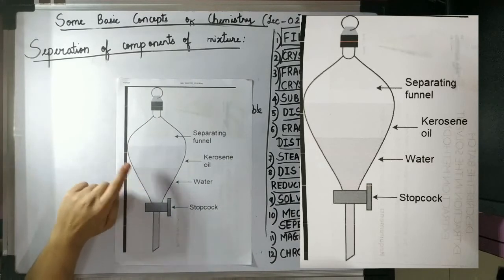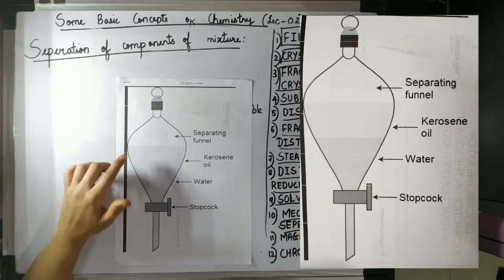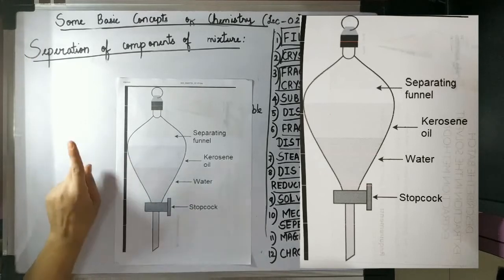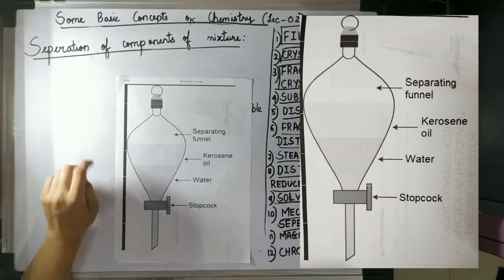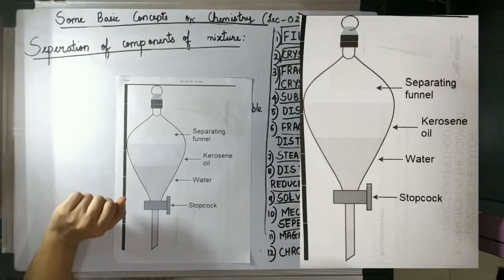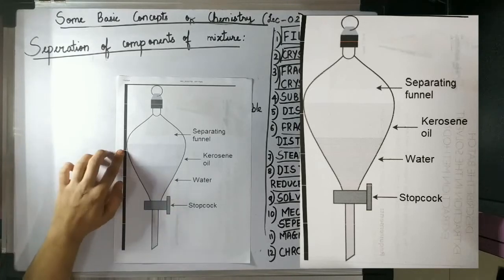Between water and kerosene oil, water has a higher density, so water is present at the bottom. But between water and chloroform, chloroform has a higher density, so chloroform was present at the bottom in the previous image. Between water and kerosene oil, water is present at the bottom. Now these are two immiscible liquids.